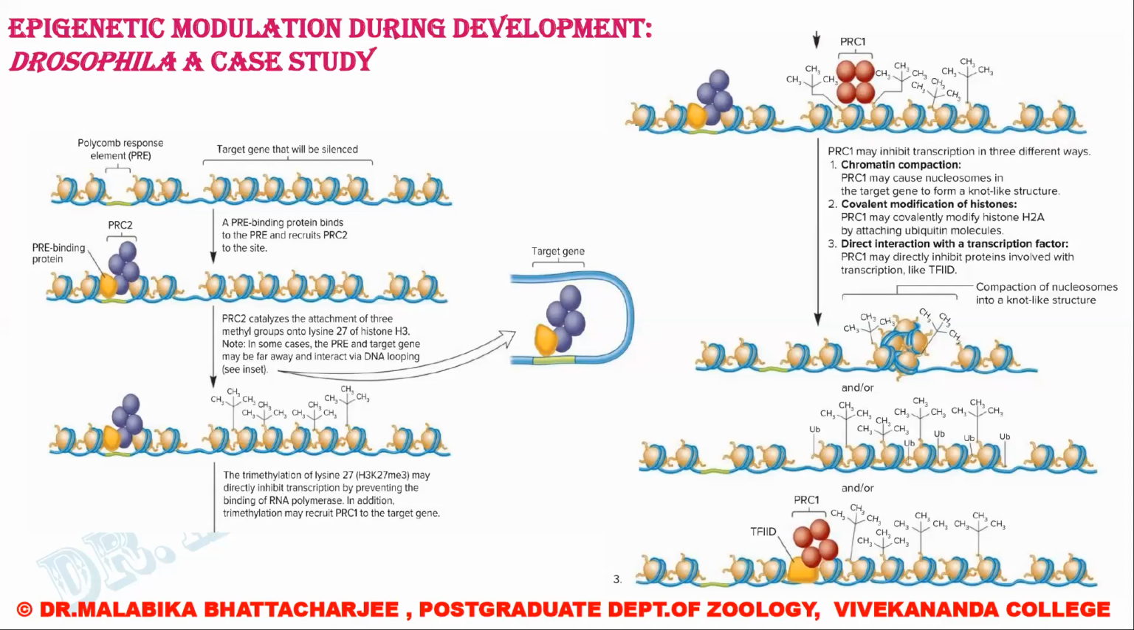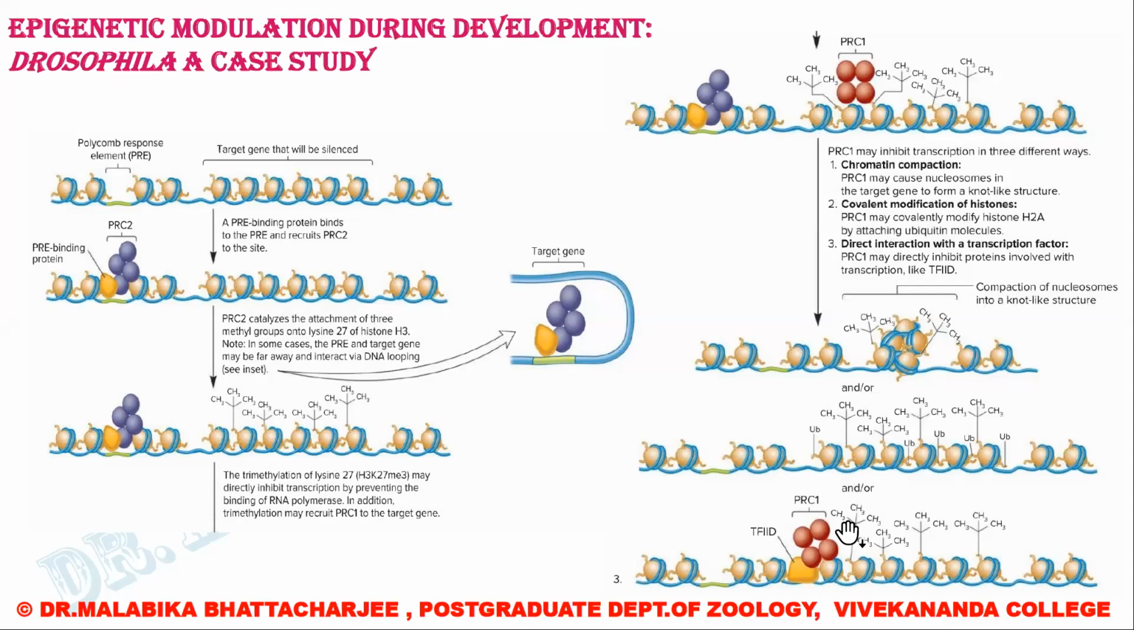Now, if we look at the molecular level, you can see that this is the polycomb response element. This model considers the action of two different types of polycomb complexes, which are named polycomb repressive complex PRC1 and PRC2. So there is PRC2 and this is PRC1. You can see there is a polycomb response element and there are two different polycomb complexes, PRC2 and PRC1.